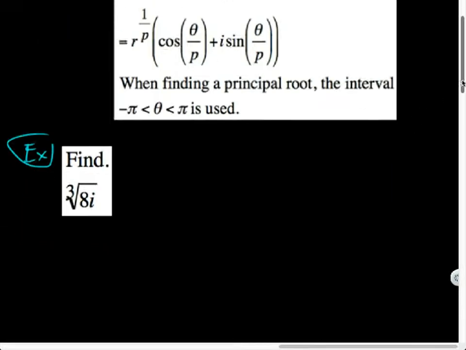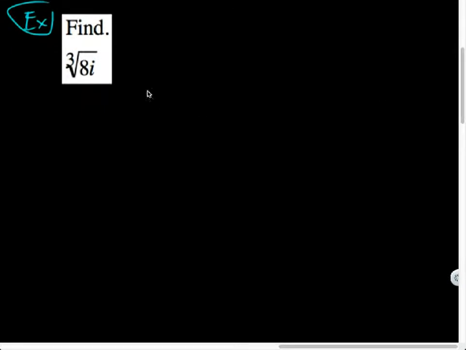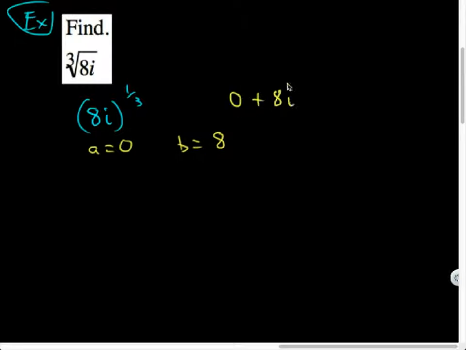So if I want the cube root of 8i, this is the same as 8i to the 1/3 power, right? And 8i is currently in rectangular form, in which, what is the value of a and what is the value of b? A is 0. B is 8. A plus bi?